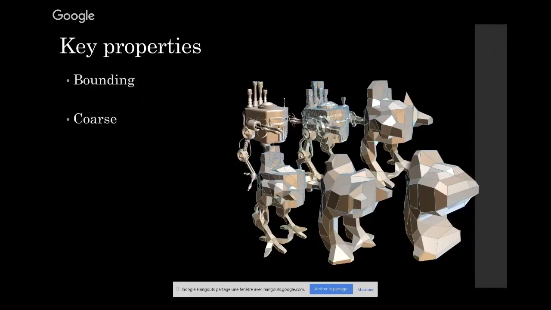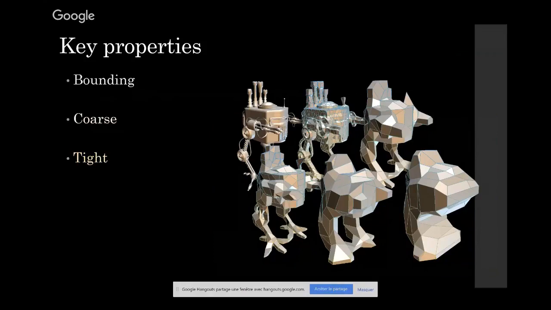So the key property you might want for such simplifications or approximations is that your proxy should contain the input. It should be bounding. It should be coarse. If you have a large budget of polygons, the problem is much simpler. It becomes much more complicated when you just have a few polygons, and yet those applications are relevant when you have very coarse proxies, because that's where you usually save computation time.